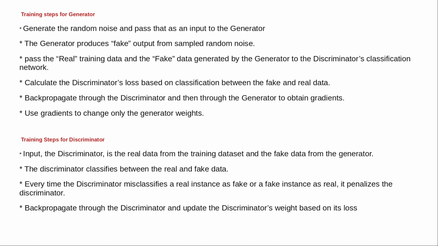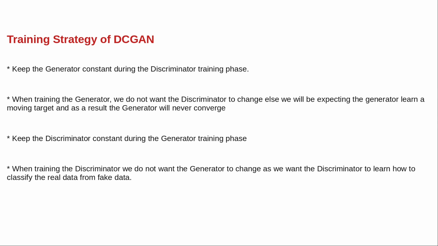That is, the discriminator updates its weights through backpropagation of the discriminator loss through the discriminator network. Another super important point when training DCGAN is to keep the generator constant during the discriminator training phase. Because when training the generator, we do not want the discriminator to change, else the generator would be learning a moving target, and as a result the generator will never converge. And also, exactly the same, keep the discriminator constant during the generator training phase. That's because when training the discriminator, we do not want the generator to change, as we want the discriminator to learn how to classify the real data from fake data.